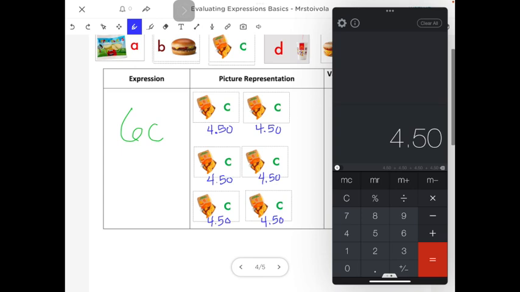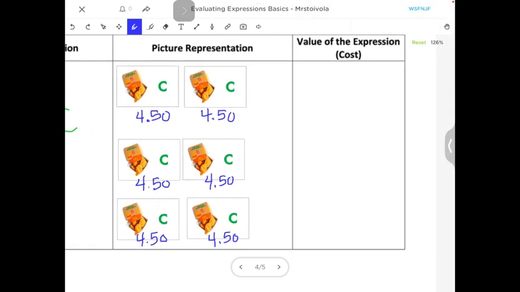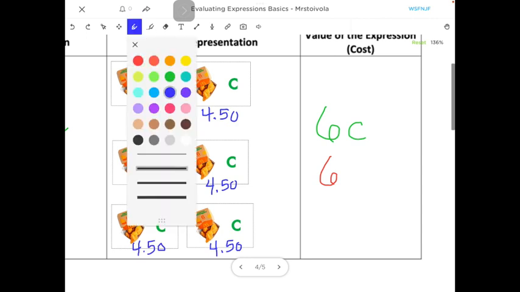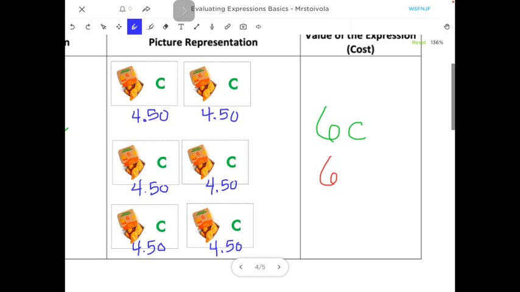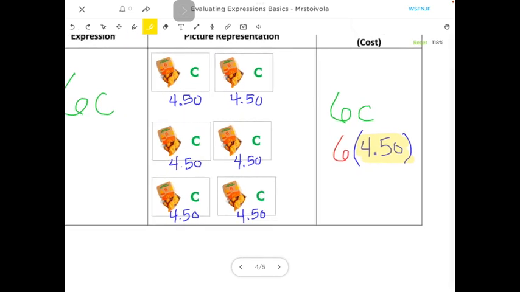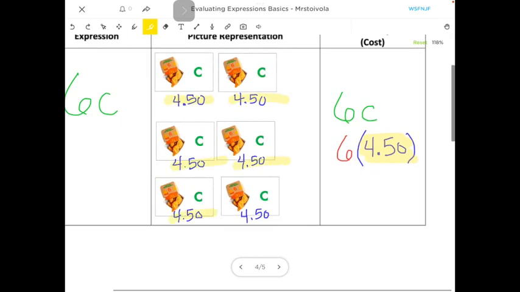Or, have you noticed that this is repeat addition? There's a shortcut. We're going to rewrite over here the value of the expression and talk about what the shortcut is and how you know. Down below, I have to keep the 6 because I have 6 orders. The thing that's changed is now we know the exact price of each chicken nugget order. So I'm going to put that in parentheses, $4.50. I have 6 of these. Can you see them? 1, 2, 3, 4, 5, 6.